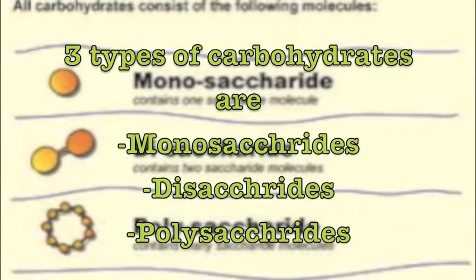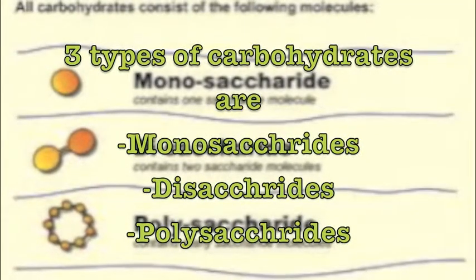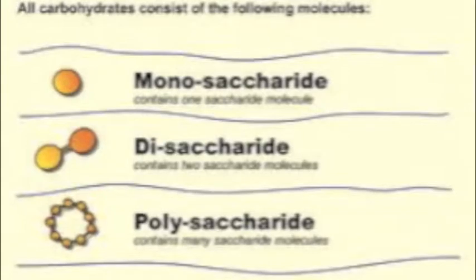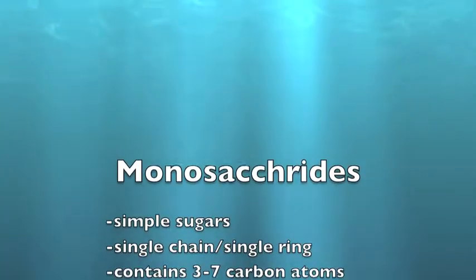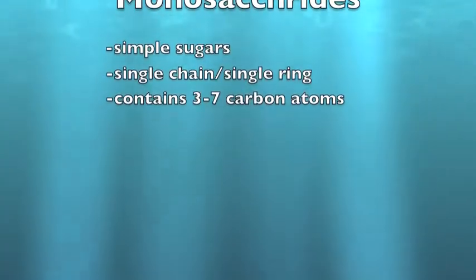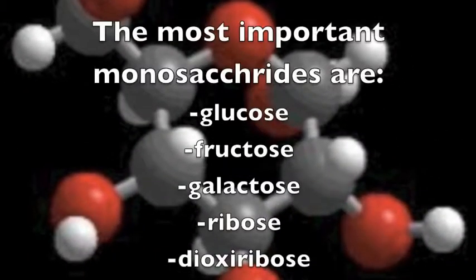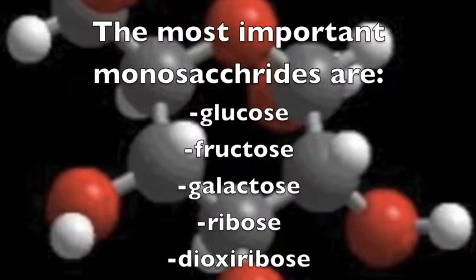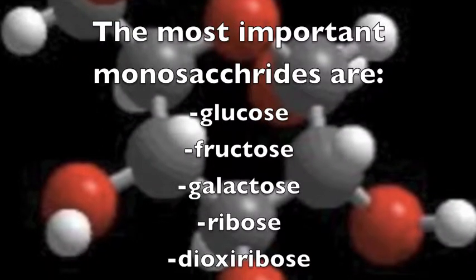There are 3 types of carbohydrates: monosaccharides, disaccharides, and polysaccharides. Monosaccharides are simple sugars. They have single chains and single rings and contain 3 to 7 carbon atoms. The most important monosaccharides are glucose, fructose, galactose, ribose, and deoxyribose.